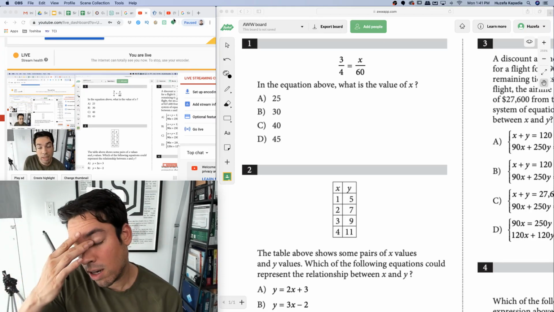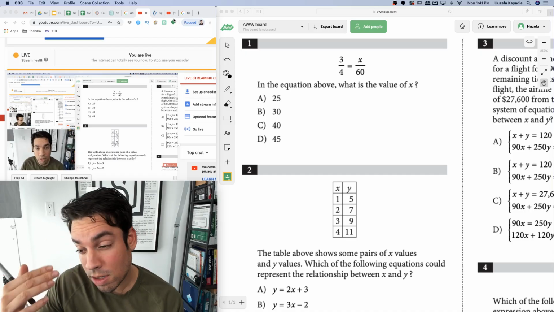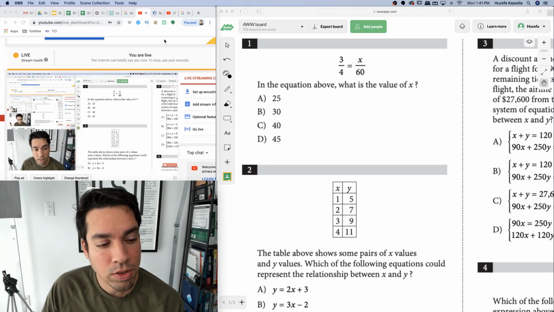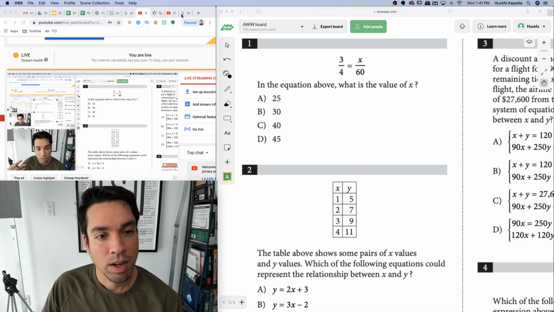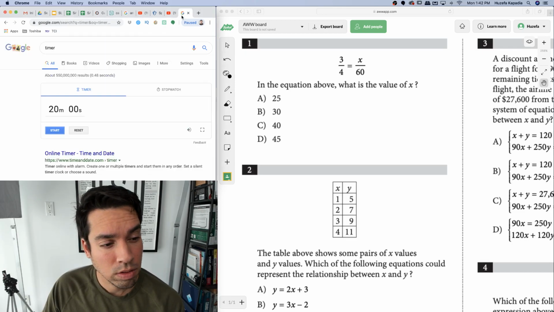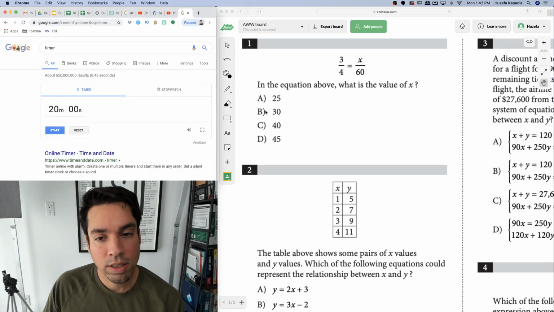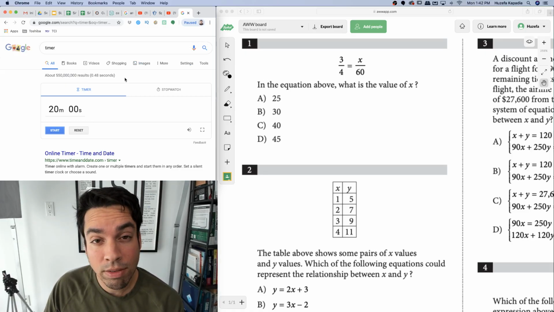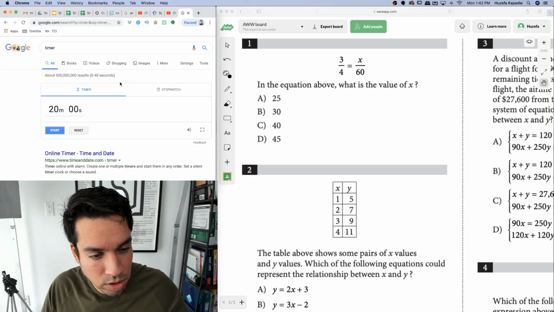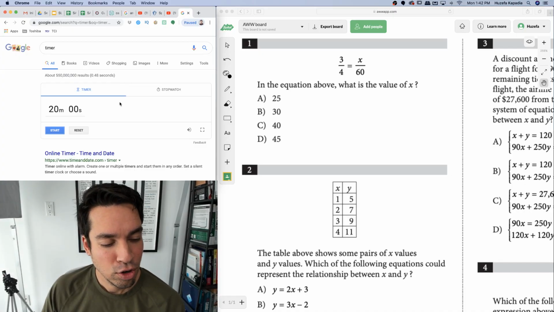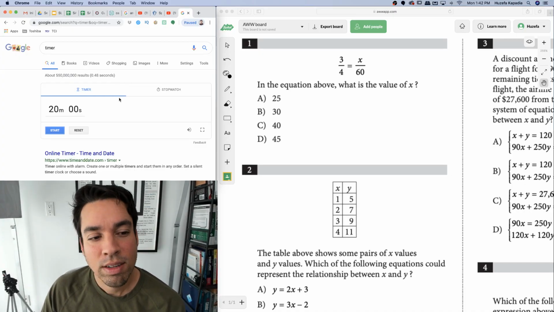Here we go. I got the timer set up. The first section is 20 minutes. The second section is 40 minutes. 20 minutes for 13 problems. And here we go. This is the no calculator section, so I do not have a calculator queued up. And then right after that, I'm going to jump into the calculator. We're going to start in 3, 2, 1. Let's do it.